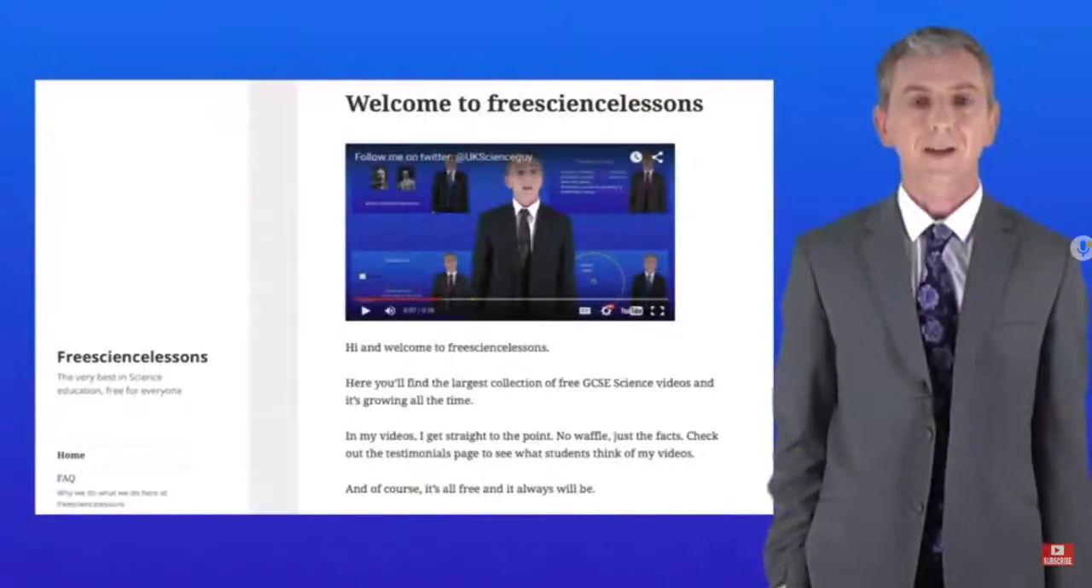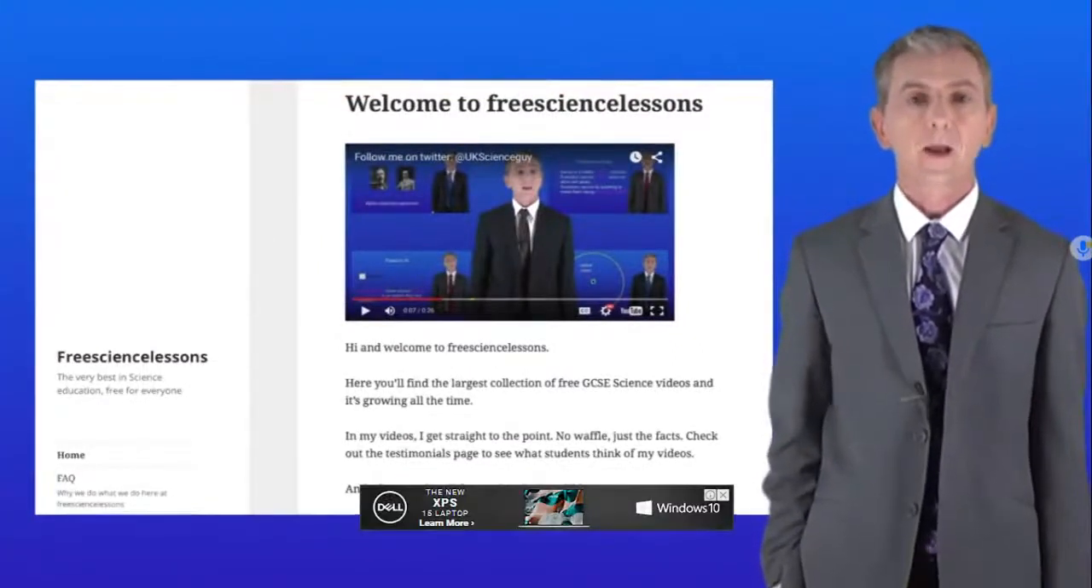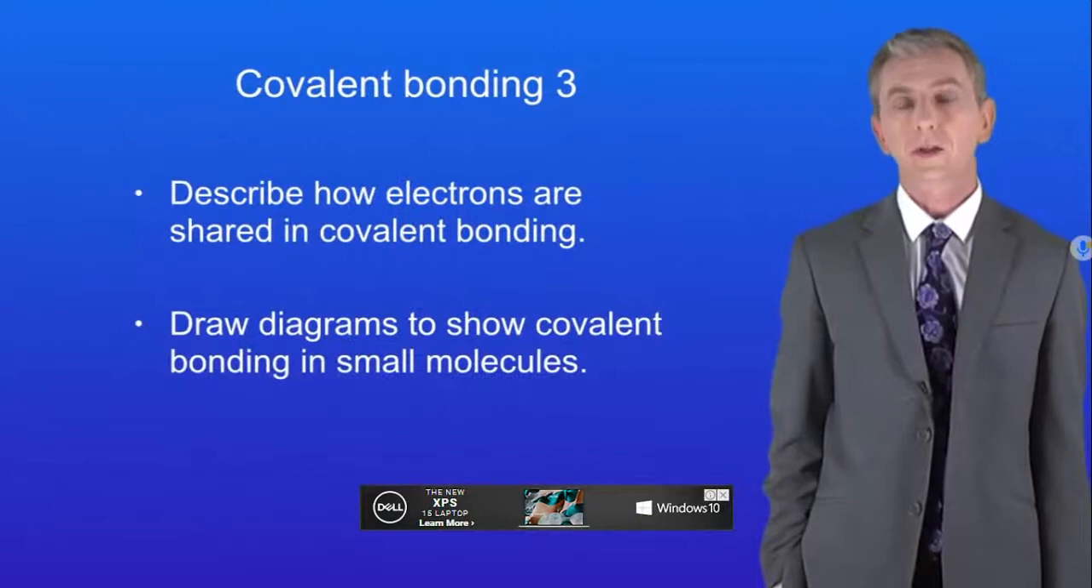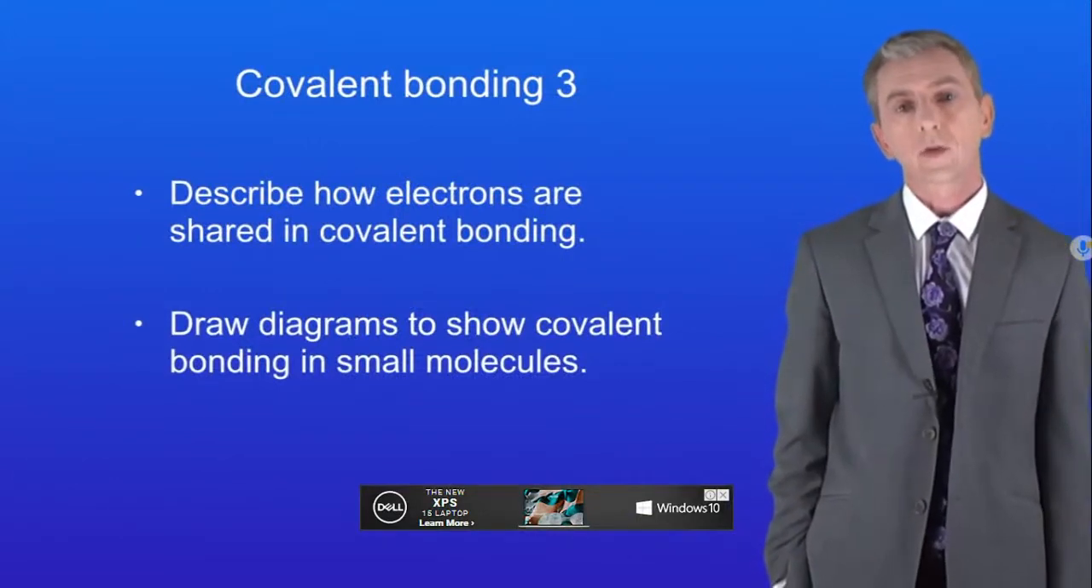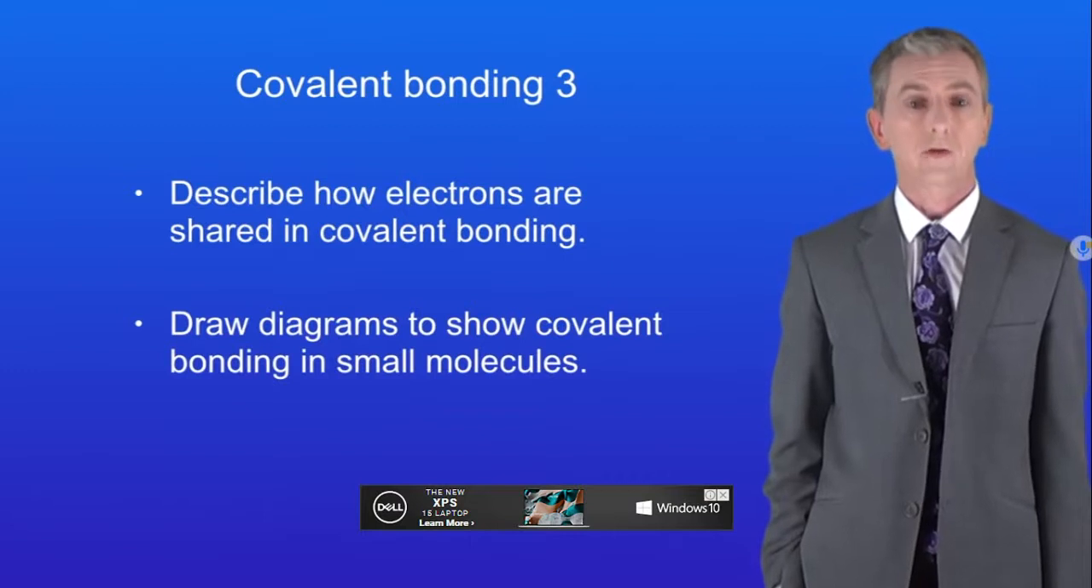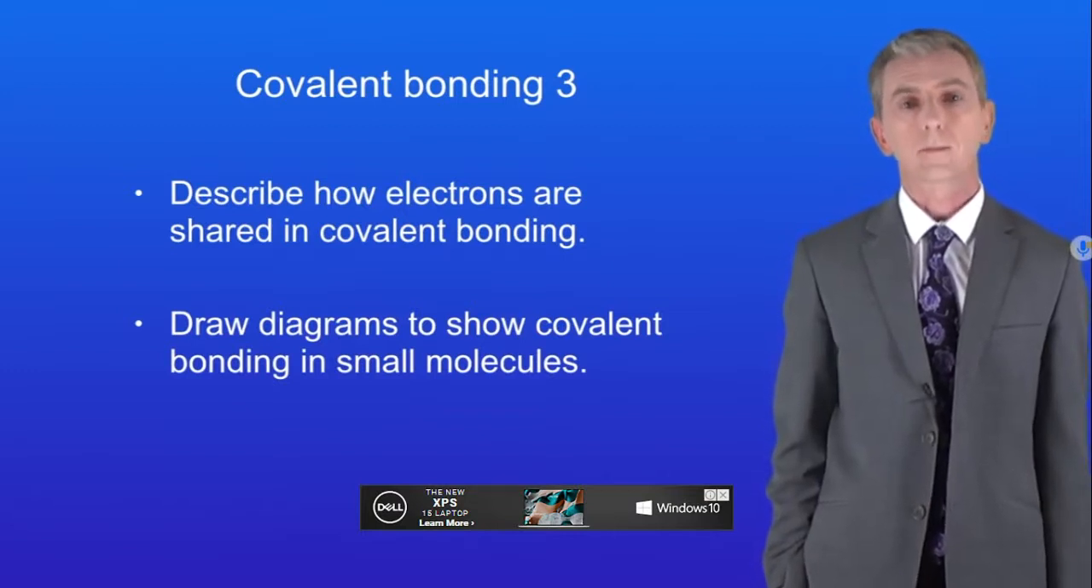Hi and welcome back to freesciencelessons.co.uk. By the end of this video, you should be able to describe how electrons are shared in covalent bonding. You should then be able to draw dot and cross diagrams to show covalent bonding.